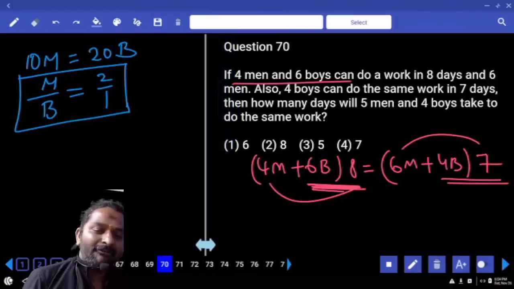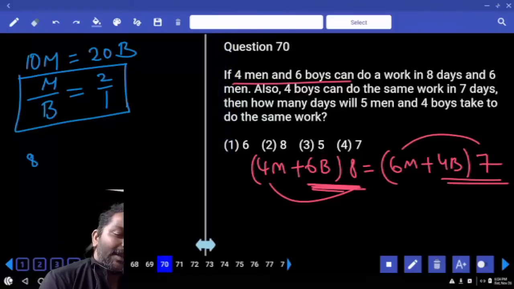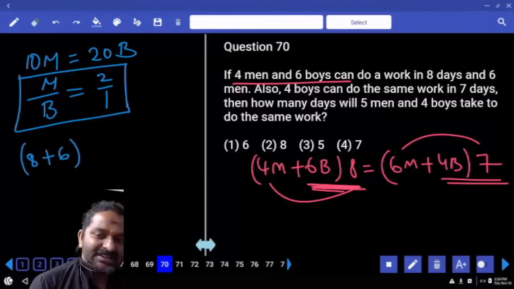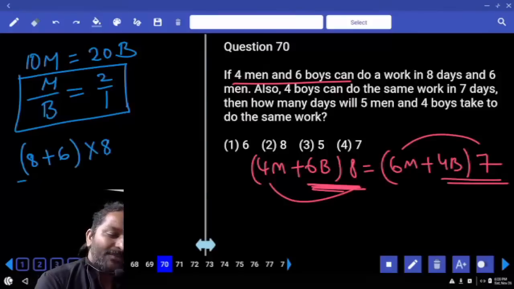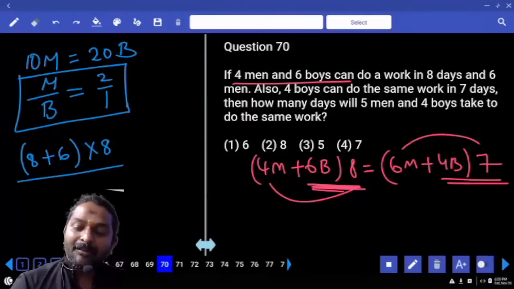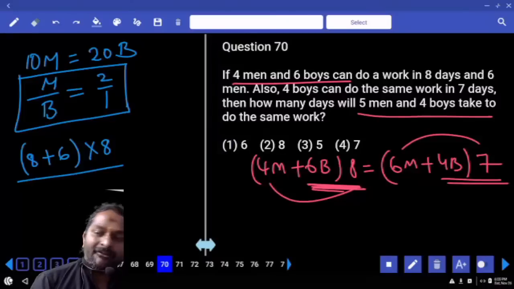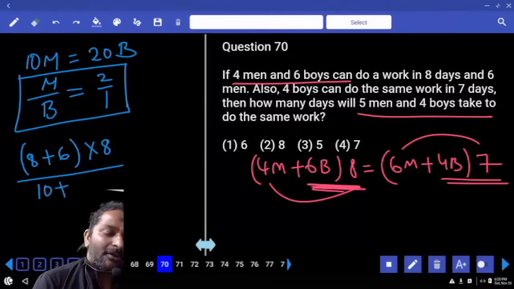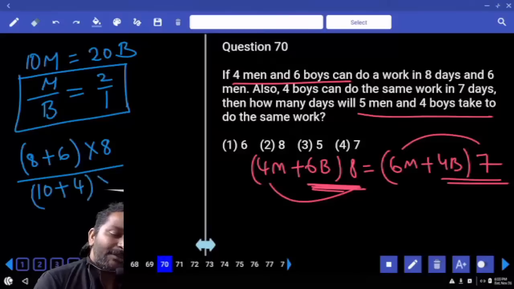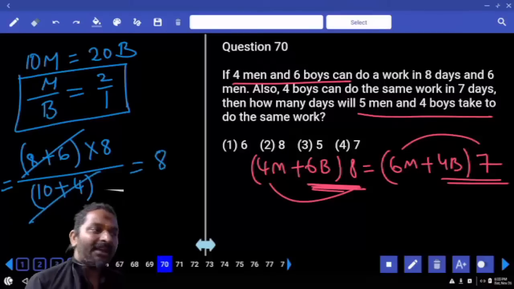Look at the first equation. 4 men means how many parts? 8, plus 6 boys means 6. And this much efficiency is for 4 men and 6 boys. And these people need how many days to complete the work? 8. Now, we need to complete the work by using 5 men and 4 boys. 5 men, 5 into 2, 10, plus 4 boys, 4. And these people need how many days to complete the work? So if you calculate this, you get the answer. In the bracket 8 plus 6, 14, and 14 gets cancelled and finally we'll have 8.